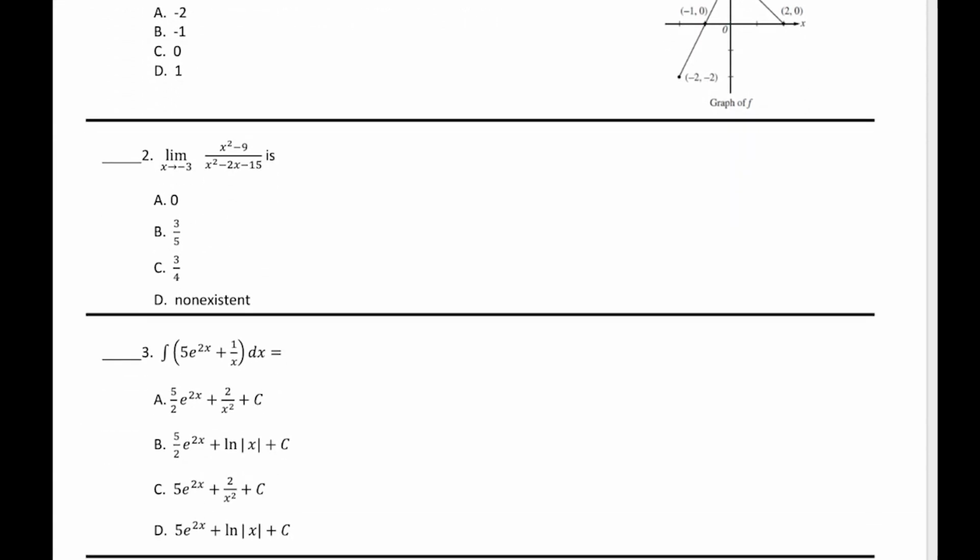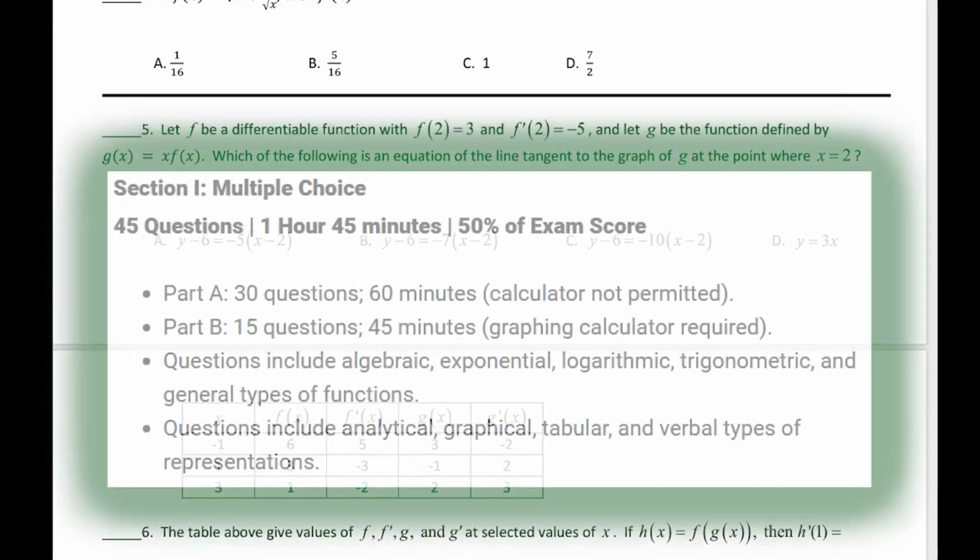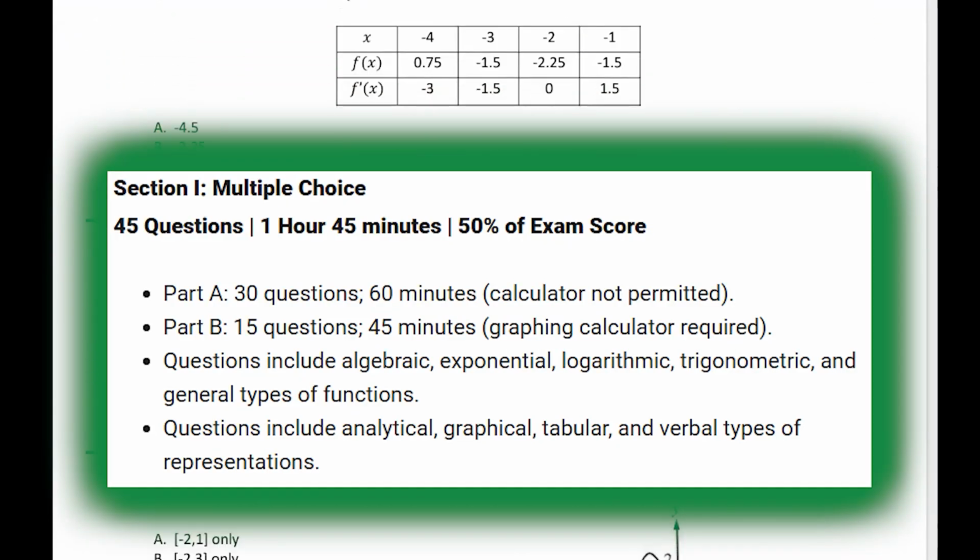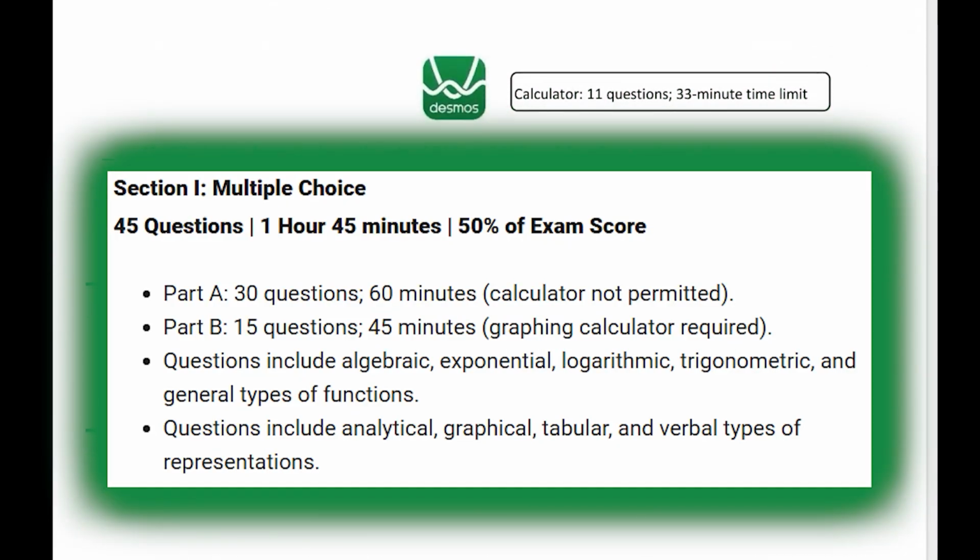The second part, part B, is only 45 minutes, so a little less time, but there are half as many questions. On the calculator section, they only give you 15 questions, but give you 45 minutes to work them. So that works out to be, you want to target 3 minutes per question.